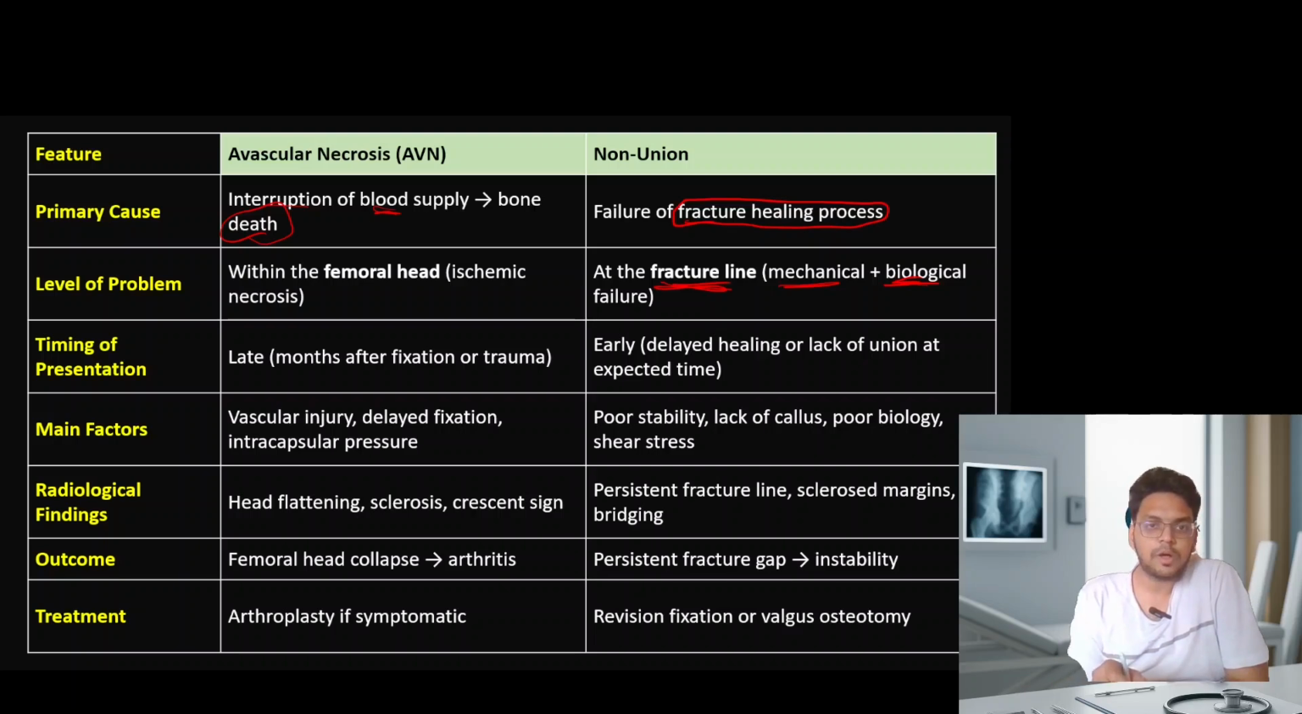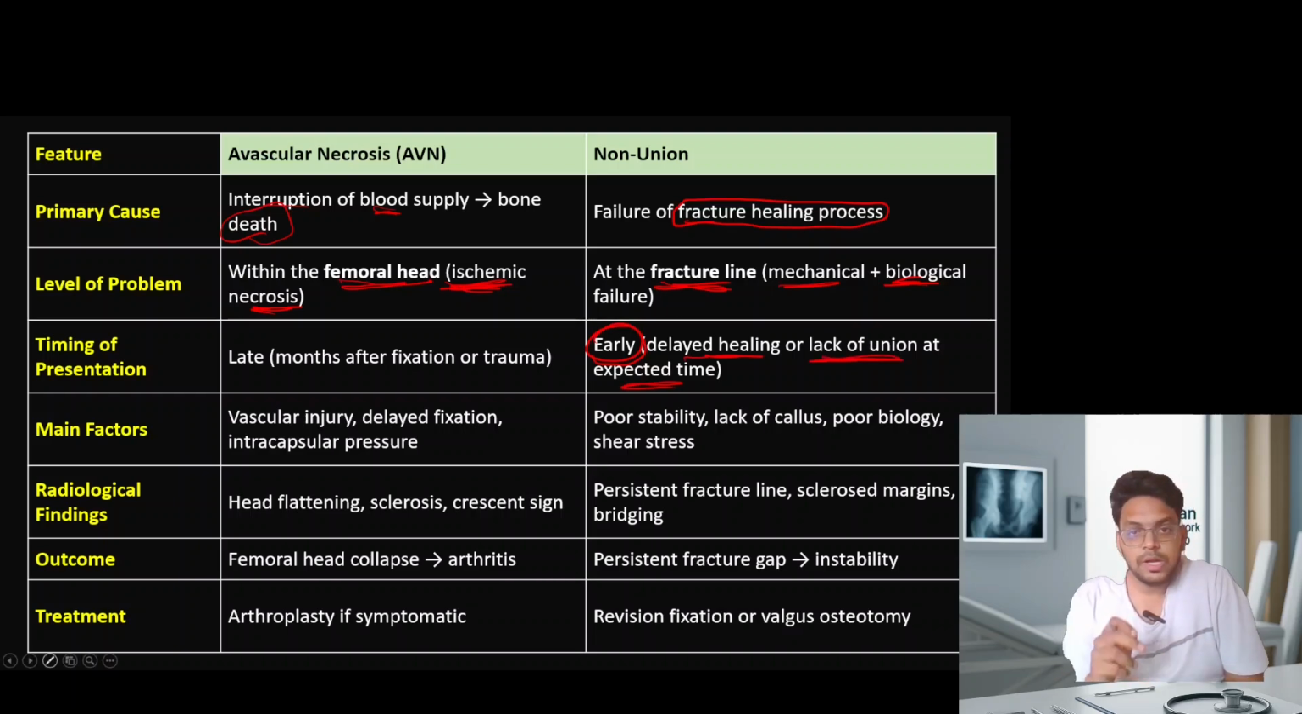But the level of the problem in the avascular necrosis at the femoral head, that is ischemic necrosis of the femoral head. And the timing of presentation, this is the most important. When do you think non-union occurs? The non-union is the earlier complication, okay, because of delayed healing or lack of union.